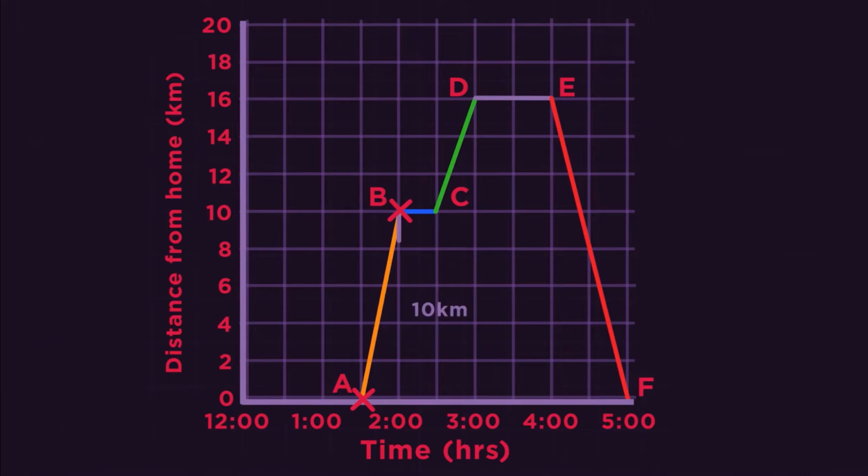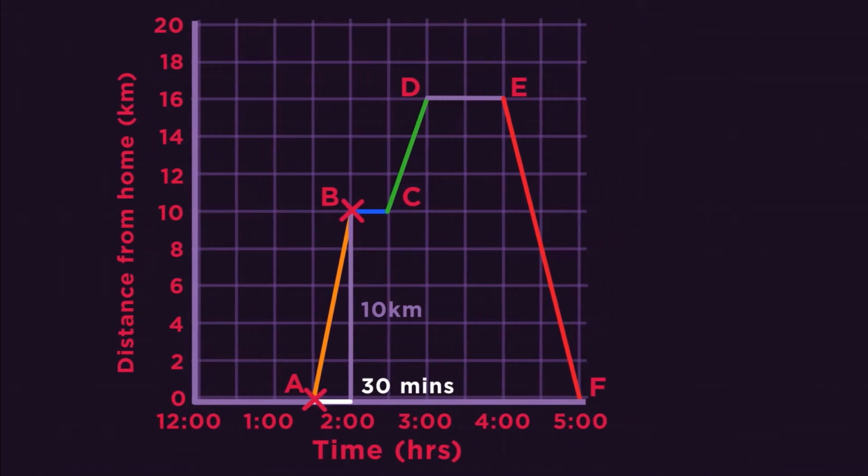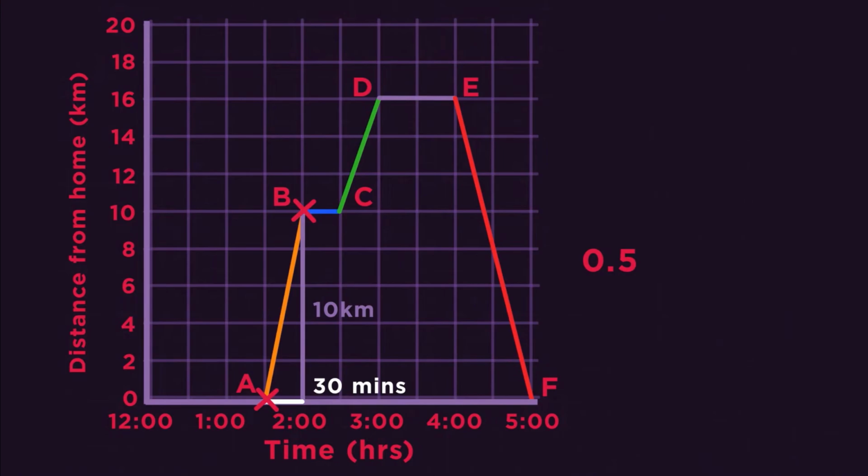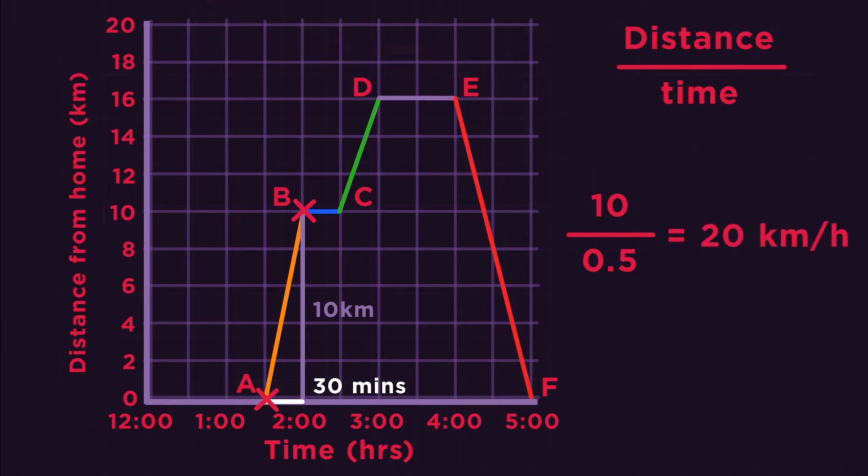We can see the change in distance is 10 kilometers, and the change in time is 30 minutes. 30 minutes is the same as 0.5 hours. To find the speed, we divide distance by time. So we divide 10 by 0.5. This gives us a speed of 20 kilometers per hour. Try finding the speed between C and D.